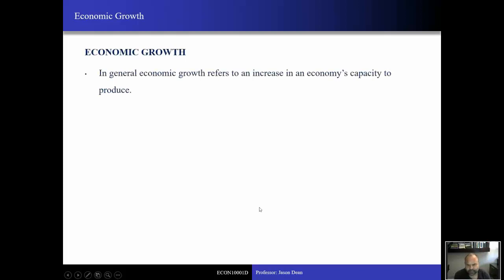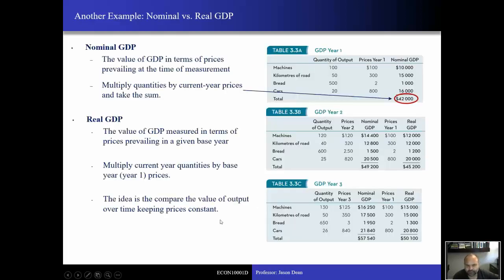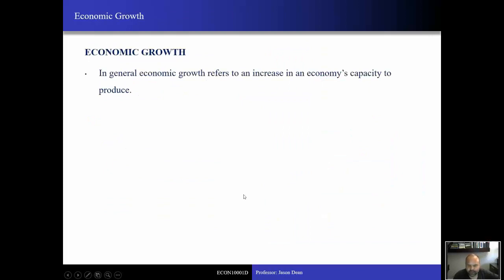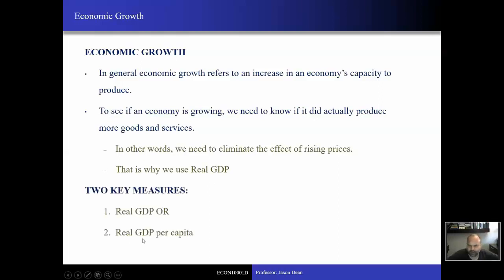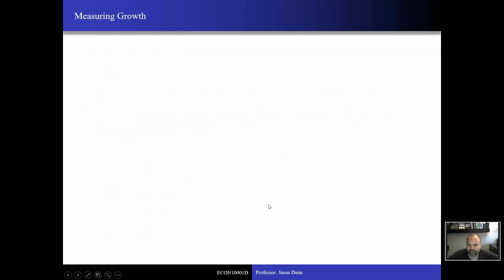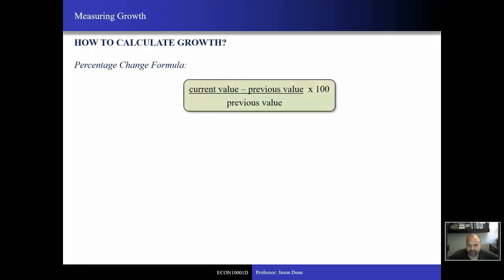Okay, let's talk about economic growth. So economic growth basically refers to an ability to produce. Okay, so let's talk about the economy's ability or capacity to produce goods and services. To see if an economy is growing, we need to know if it did actually produce more goods and services. So in other words, we want to use our real GDP measure, which eliminates the effects of price changes, and then real GDP per capita. To measure economic growth, we simply calculate the percentage change in either of those two measures.